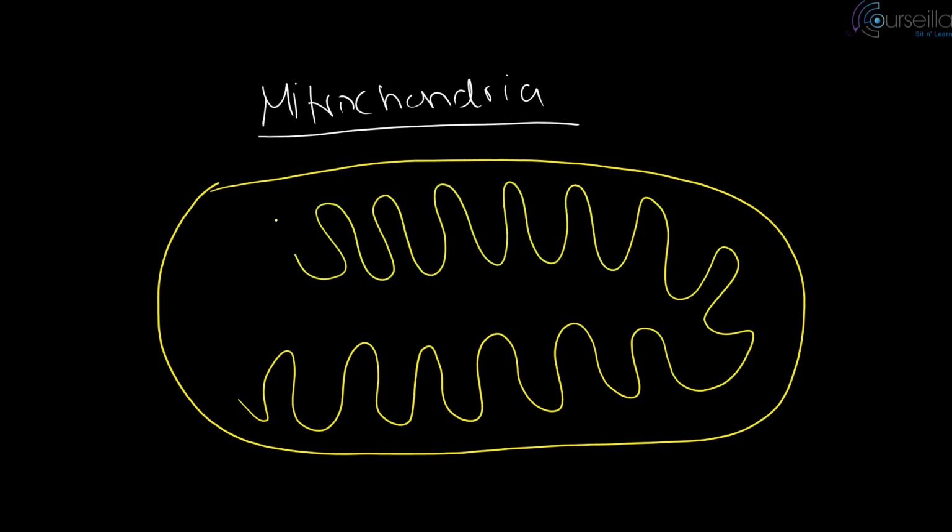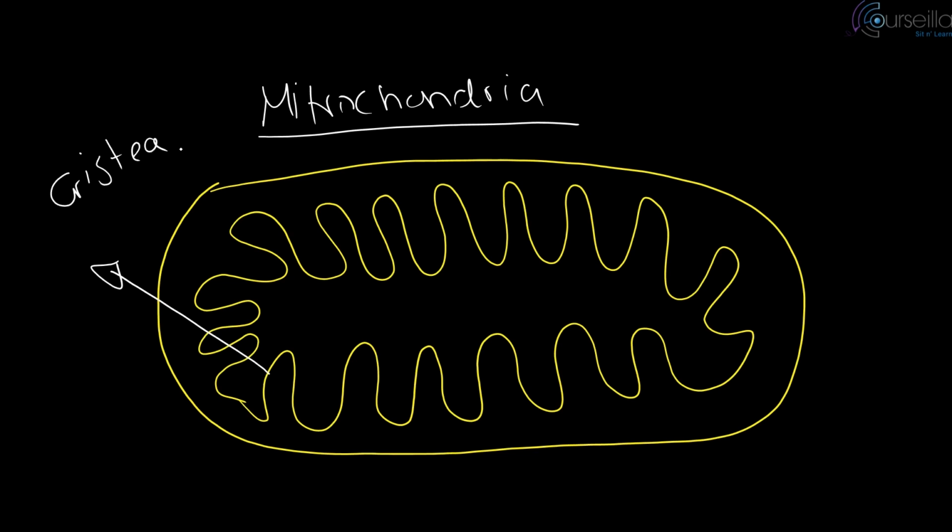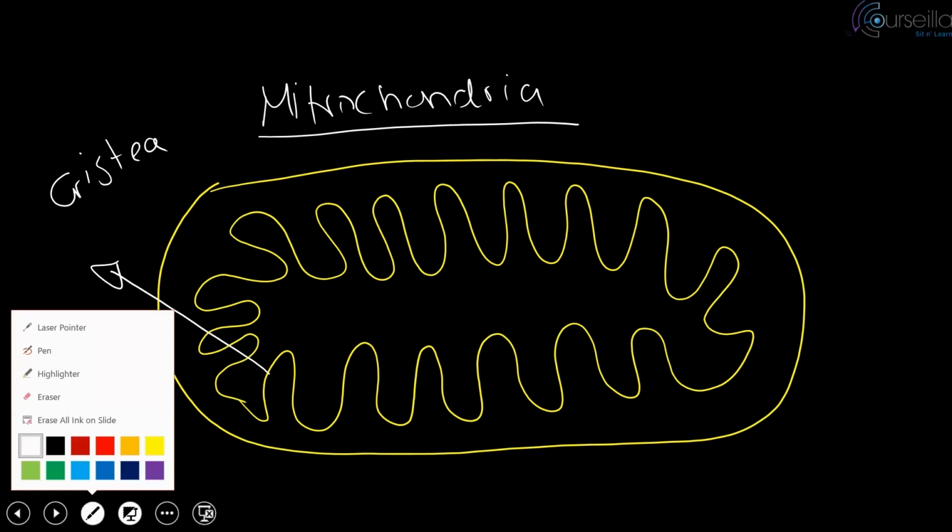What are these foldings called? And what is their function? Who knows? They're called cristae. Yes, well done. They're called crista or cristae. And what is the function of mitochondria in general? Large surface area for aerobic respiration. Excellent. They increase surface area.